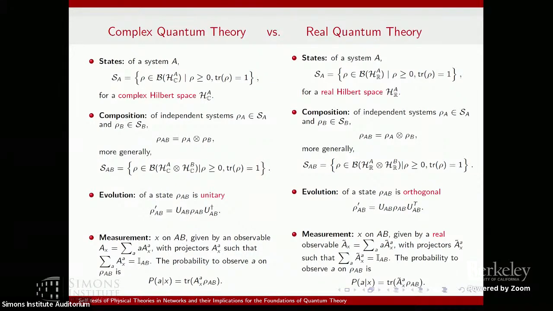So essentially, what we can see is that quantum theory and real quantum theory follow the same axioms, except that the complex Hilbert space is replaced by a real Hilbert space. So we work with mixed states. A state is a density operator on a Hilbert space that is positive and has trace 1. We have a composition that is given by the tensor product. And there is an evolution. This will not be important for the talk though, so maybe we'll skip that.